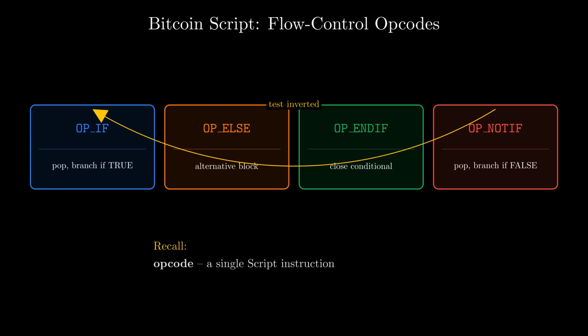Recall that an opcode is a single script instruction, and a UTXO, an unspent transaction output, is locked by a script that the spender must satisfy. These 4 opcodes are how that lock branches. Stack-first thinking is the key.